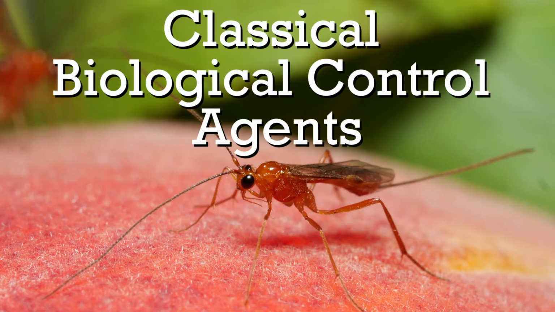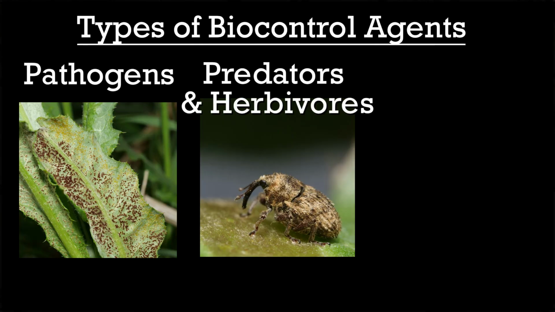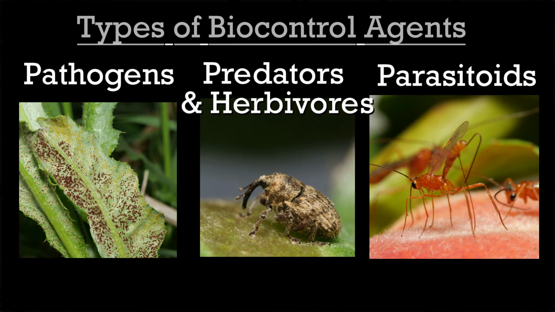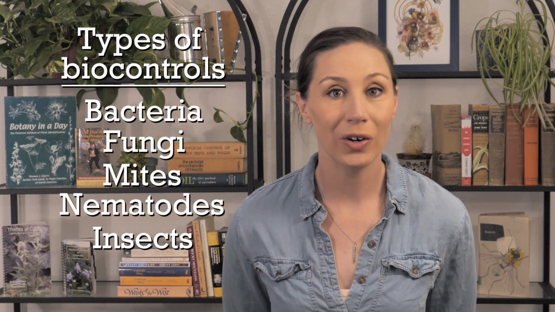Classical biological control purposely and strategically introduces non-native organisms into an invaded range to reunite with their co-evolved host, who has become an invasive pest. Types of biological control agents might include pathogens, predators, and herbivores, or parasitoids. These could include bacteria, fungi, mites, nematodes, or insects.